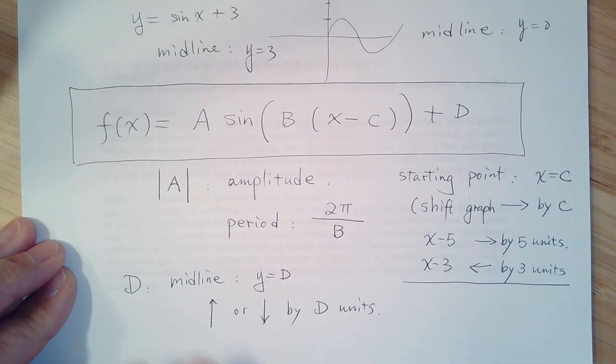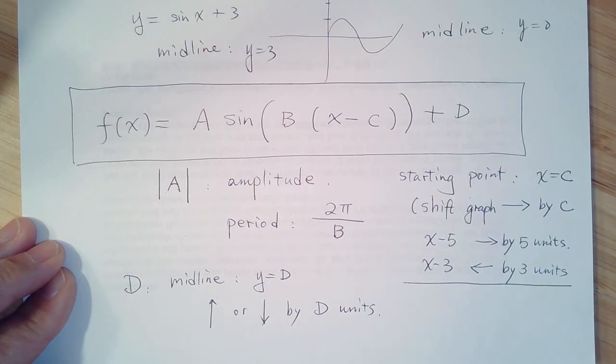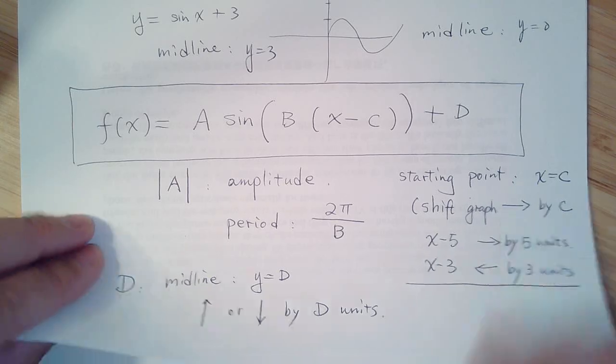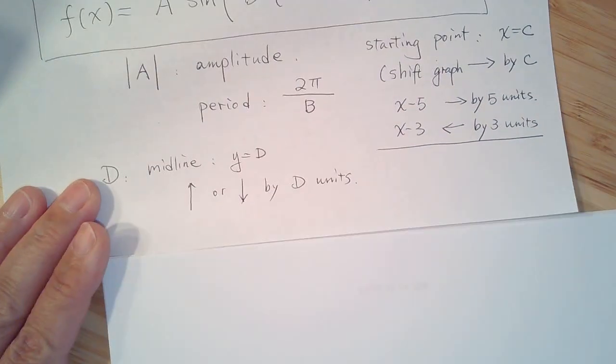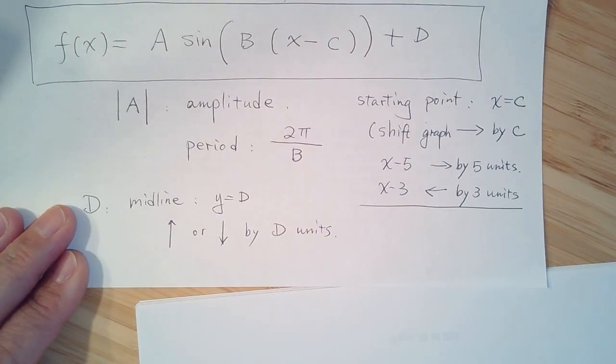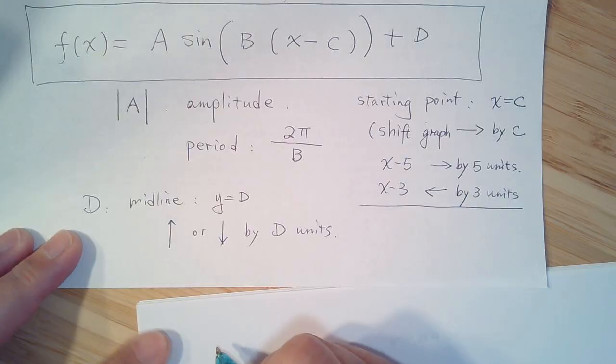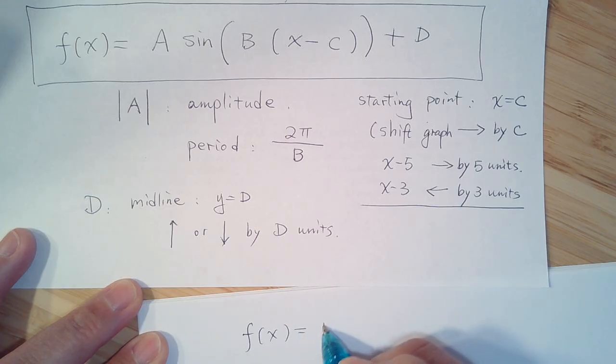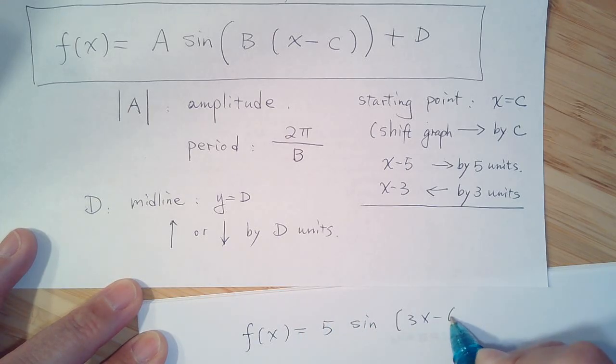All right, so that is everything you need to know: how to use a, b, c, d, and then how to graph it. This is super important. Now I'm going to give you an example. I just ask you to spend a couple of minutes to write this down because this is super important. Can you graph f of x equals 5 sine (3x minus 6) plus 8?